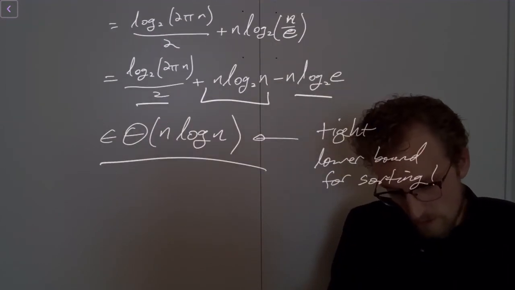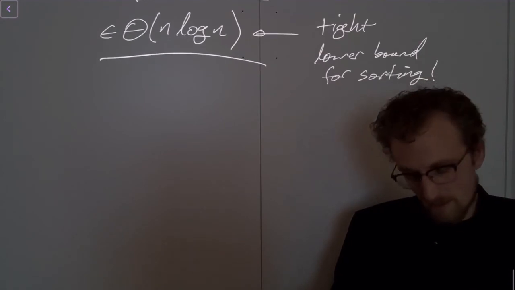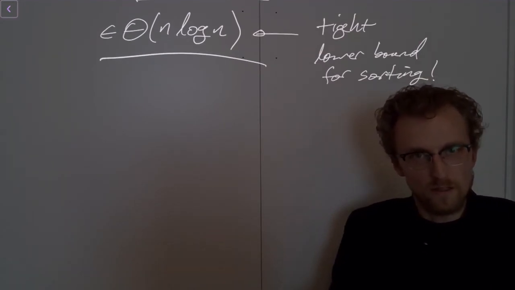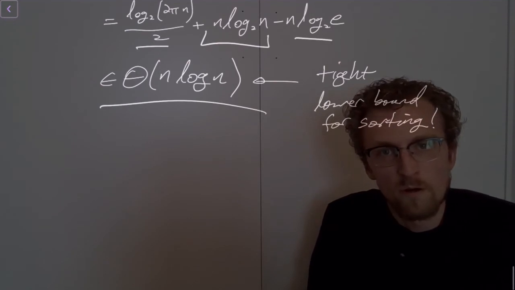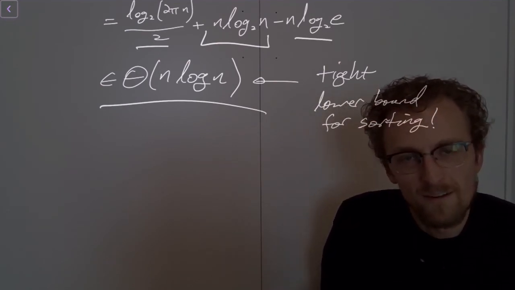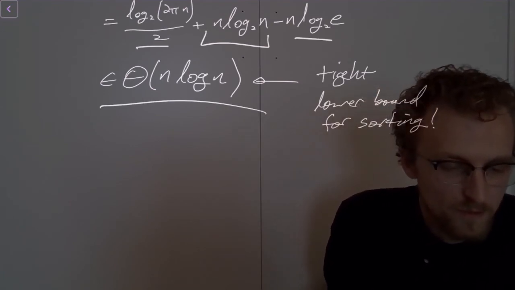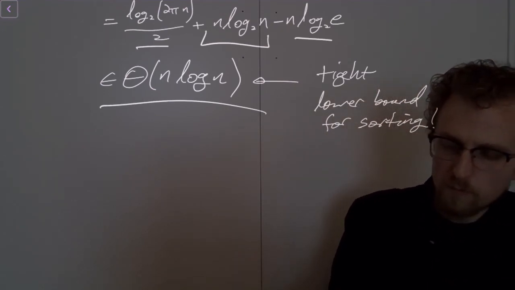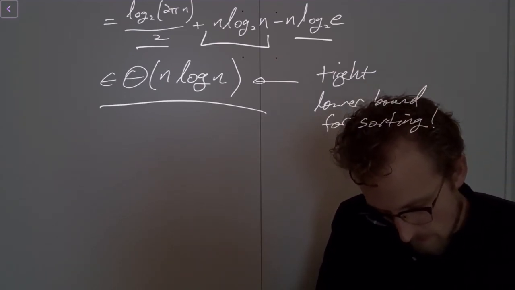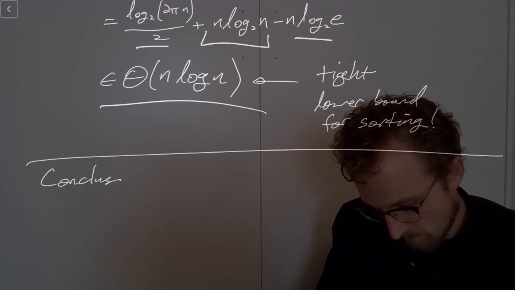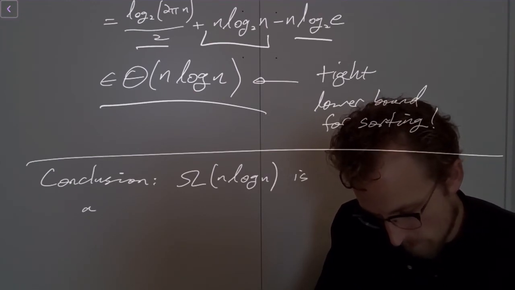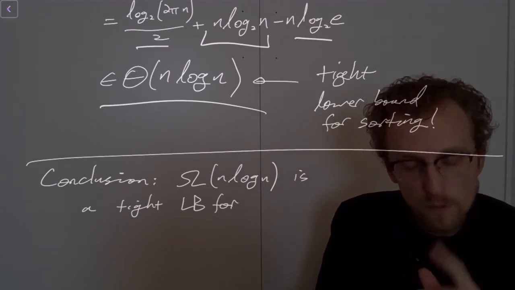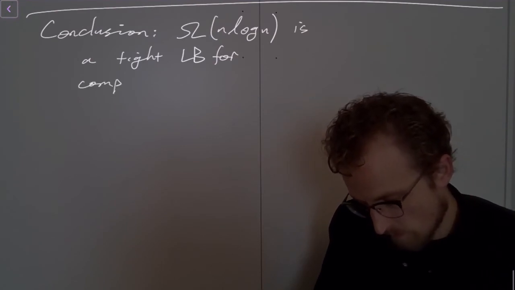So merge sort runs in this complexity class. That means merge sort is asymptotically optimal for sorting, and it turns out it's actually pretty close to optimal. Merge sort performs not many more than the optimal number of comparisons. So it's worth wrapping this all up. What is our conclusion here? The conclusion is that big omega of n log n is a tight lower bound for sorting. And I'll be precise here: for comparison-based sorting.